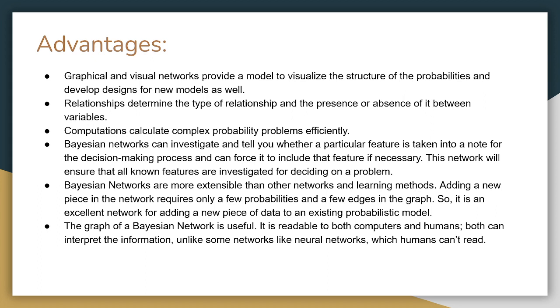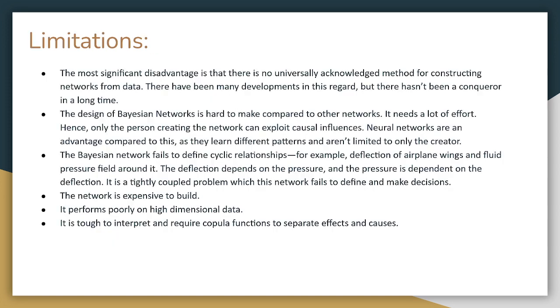Bayesian networks are more extensible than other network and learning methods. Adding a new piece to the network requires only a few probabilities and a few edges in the graph. So it is an excellent network for adding a piece of data to existing probability models. The graph of a Bayesian network is useful. It is readable to both computers and humans. Both can interpret the information, unlike some networks like neural networks which humans can't read.